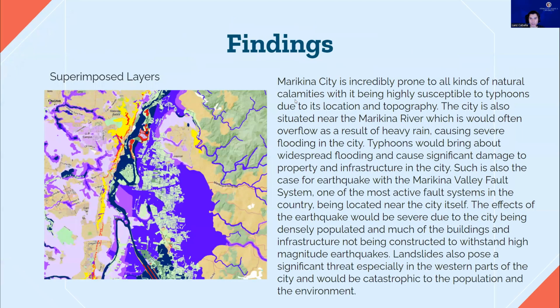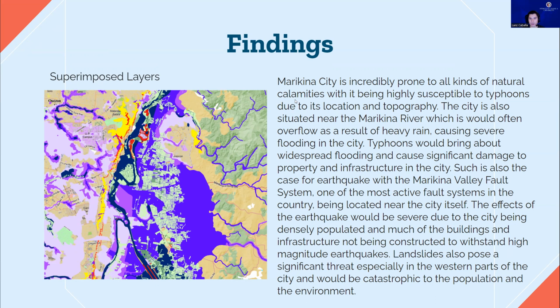Marikina City is incredibly prone to all kinds of natural calamities, with it being highly susceptible to typhoons due to its location and topography. The city is also situated near the Marikina River, which would often overflow as a result of heavy rain, causing severe flooding in the city. Typhoons will bring about widespread flooding and cause significant damage to property and infrastructure in the city. Such is also the case for earthquakes, with the Marikina Valley Fault System, one of the most active fault systems in the country, being located near the city itself.